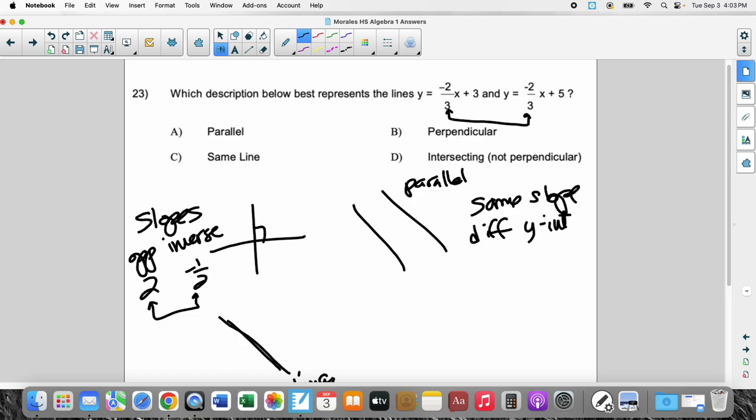The slopes are the same. So we know they're parallel, but they have different y-intercepts, so they're going to cross the y-axis at different locations, but they will have the same rate of change. They'll go down 2, right 3, down 2, right 3.